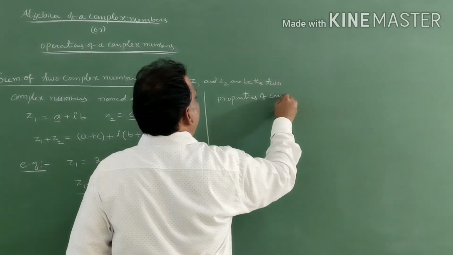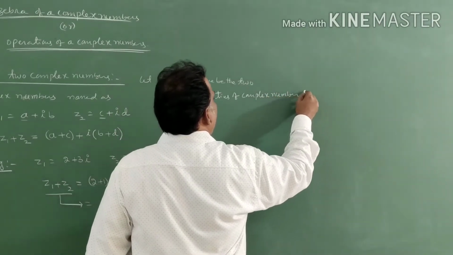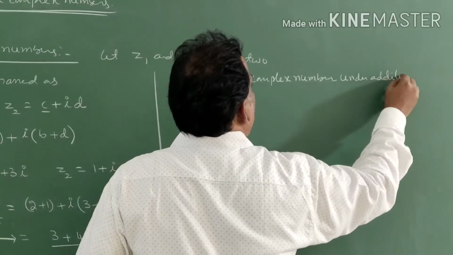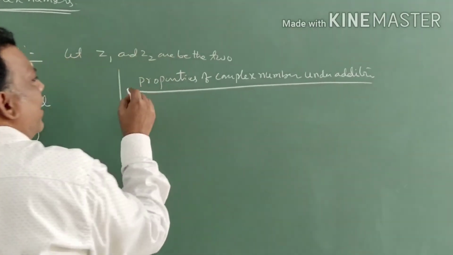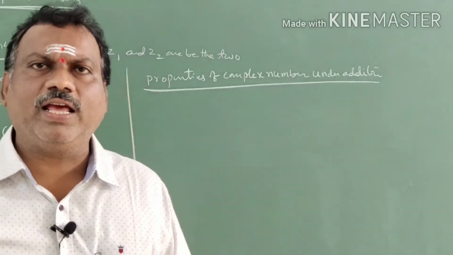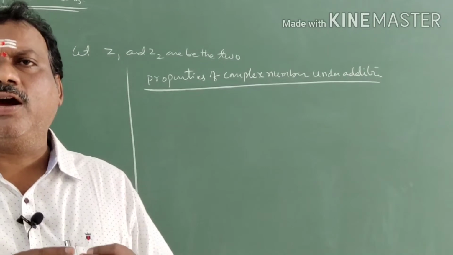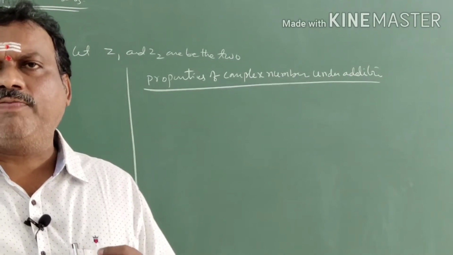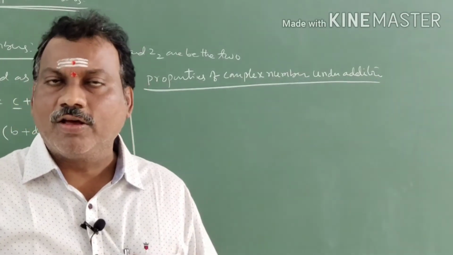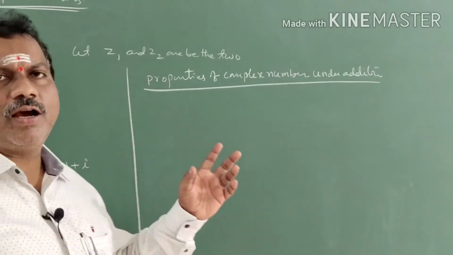Properties of complex numbers under addition. While adding, what are the properties it follows? Already you learnt in the lower classes: closure property, associative property, commutative property, law of identity, law of inverse under addition. Correct or not? We have to once again check whether all the properties are obeyed or not.